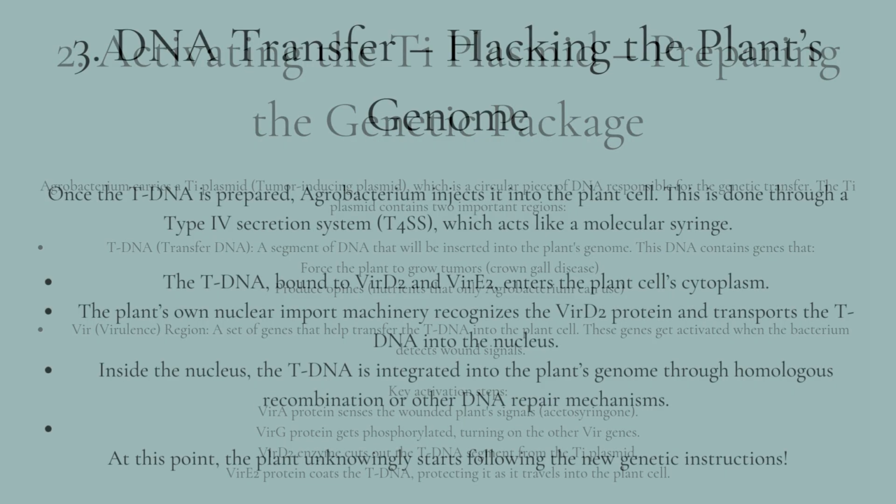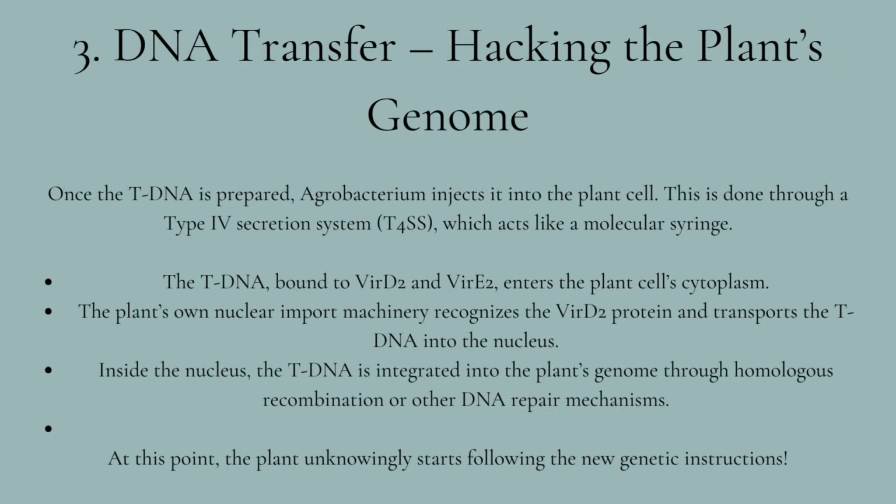The third step would be transferring the DNA. The Agrobacterium injects tDNA into the plant cell via a type 4 secretion system. VirD2 and VirE2 guide the tDNA into the cytoplasm, where the plant's nuclear machinery transports it to the nucleus. There, the tDNA integrates into the genome, making the plant follow its new genetic instructions.